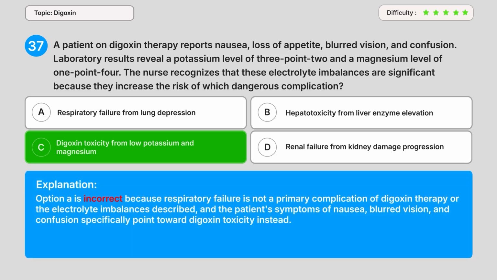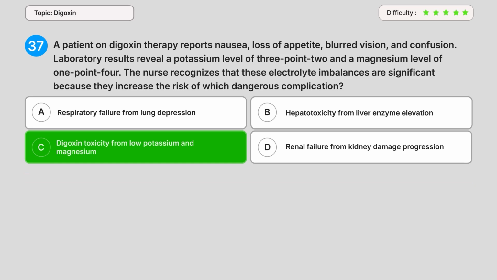Option A is incorrect because respiratory failure is not a primary complication of digoxin therapy or the electrolyte imbalances described, and the patient's symptoms of nausea, blurred vision, and confusion specifically point toward digoxin toxicity instead.